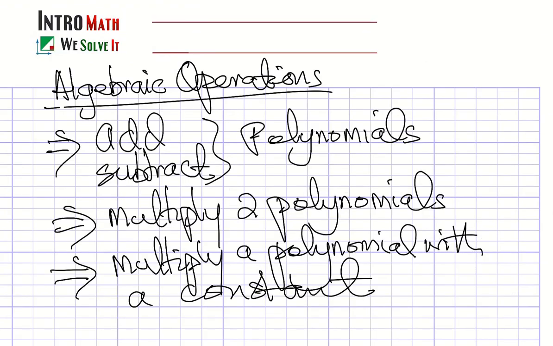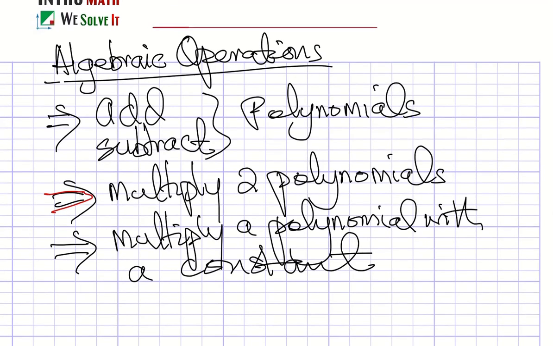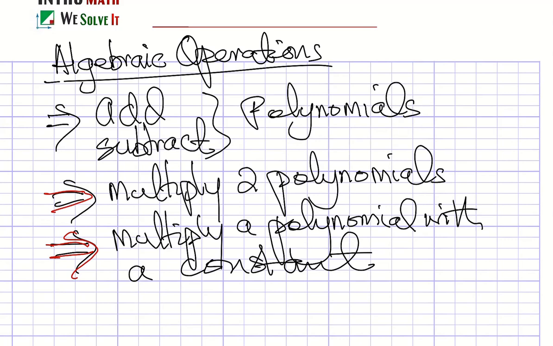Alright, here are the algebraic operations you can perform with polynomials. You can add or subtract polynomials: you have 2 polynomials, you can add them, or subtract one from the other. You can multiply 2 polynomials. If you have a polynomial, you can multiply it by a constant. You remember we did that when we did linear equations, which are polynomials. You can multiply the whole equation by a constant.